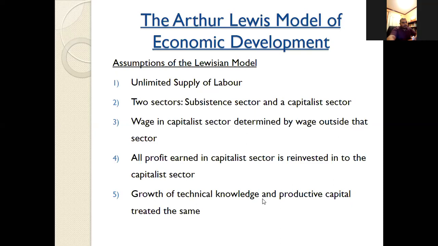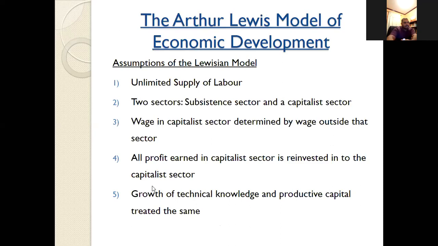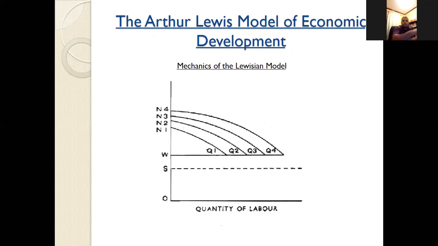And how does the model exactly operate? Lewis's model, as you can see from this, S represents a subsistence wage, which is of course below the prevailing wage level in a modern capitalist economy. And what you have is that the expansion from Q1 to Q2, Q3 to Q4 is as a result of what we would have seen being assumed in the previous slide. So that is to say, the growth of technical knowledge and the productive capital, which we see being the responsible factors for growth, permits or causes that growth from Q1 to Q2, Q3 to Q4.